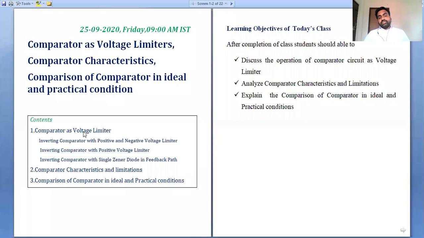To explain the comparator as an application of voltage limiter, we will employ a Zener diode, with the diode in reverse bias condition or in forward bias condition, in the feedback path. Most of the time in this type of application we are using negative feedback. We already discussed that the non-linear applications of comparator are mostly explained in the context of open loop gain, or in positive feedback.